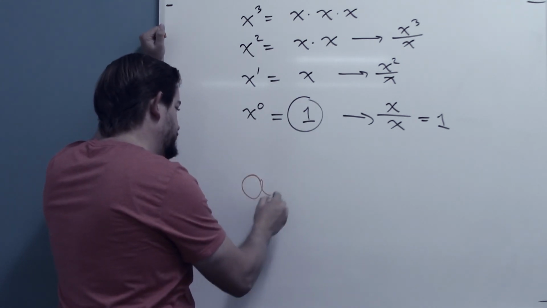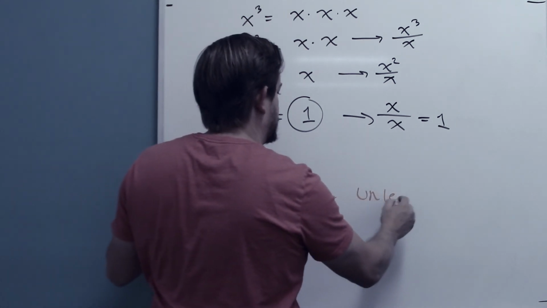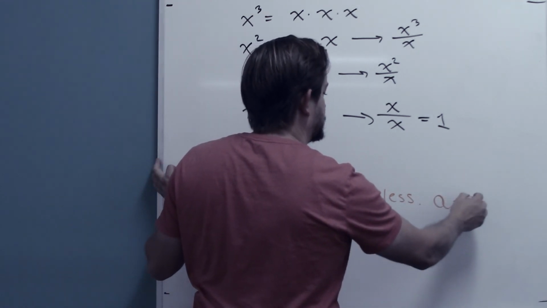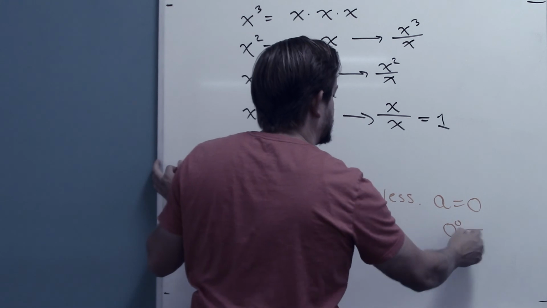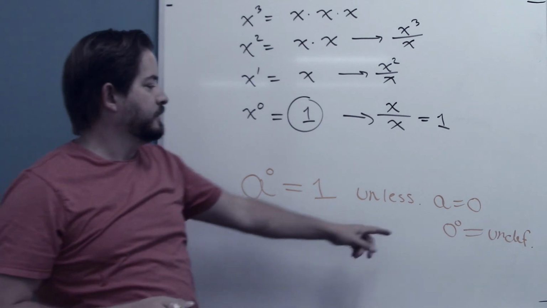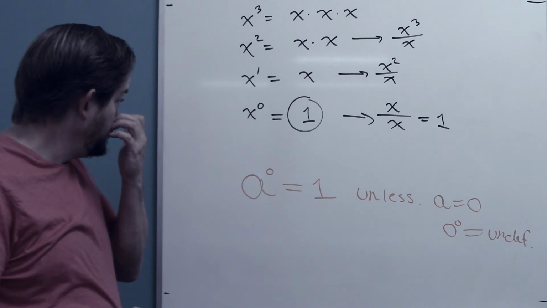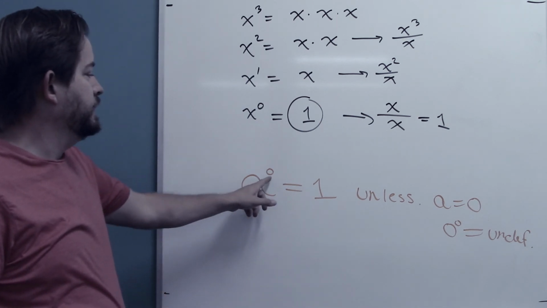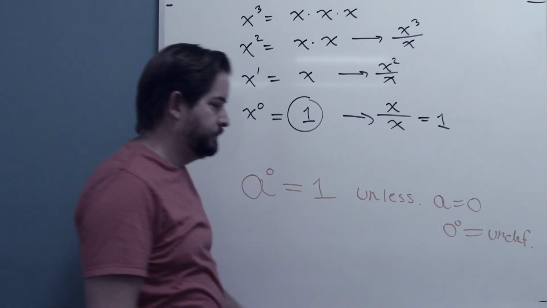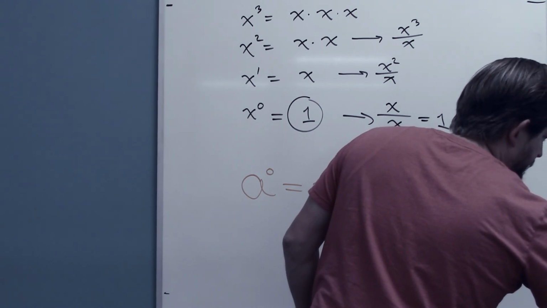So let's say a to the 0 is equal to 1 unless. And that one unless is unless a is 0 itself, because 0 to the 0 is undefined. Because to get there, I would have to have divided by a 0, and I can't. So anything to the 0 is 1, except for that 0 itself. Okay, good.